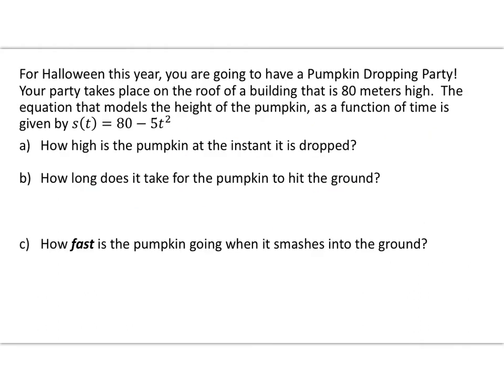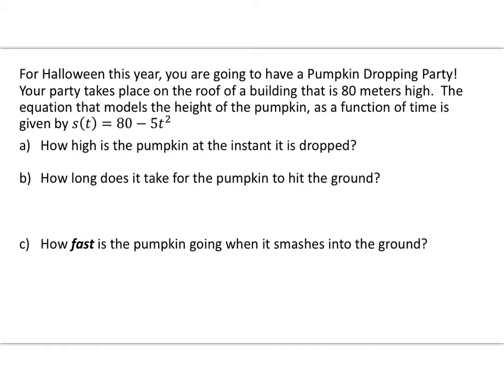Okay, let's try another one. It says, for Halloween this year, you are going to have a pumpkin dropping party. Your party takes place on the roof of a building that is 80 meters high. The equation that models the height of the pumpkin as a function of time is given by s of t equals 80 minus 5t squared. How high is the pumpkin at the instant it is dropped?